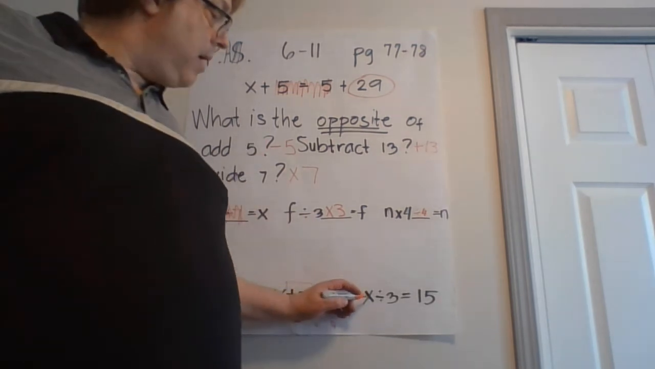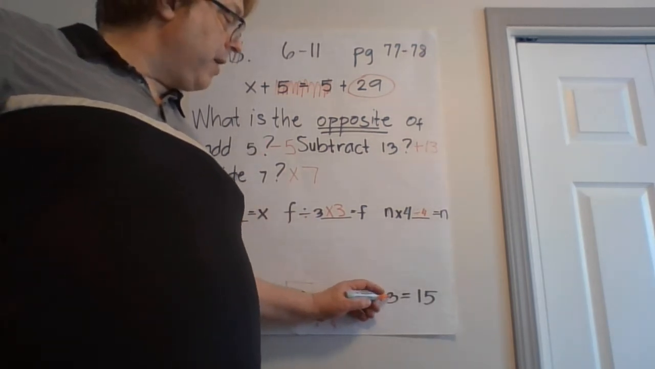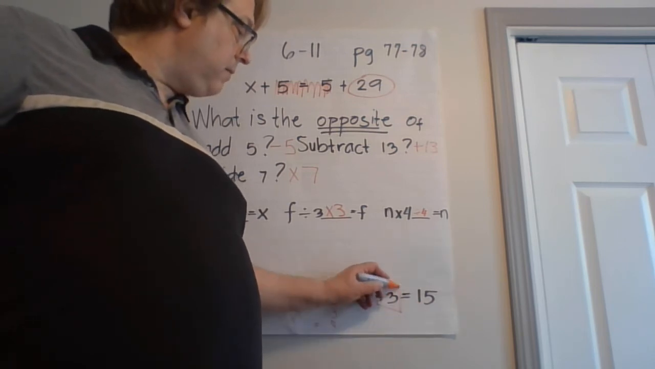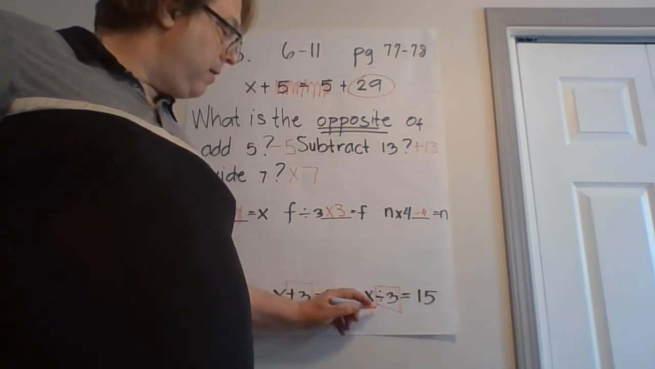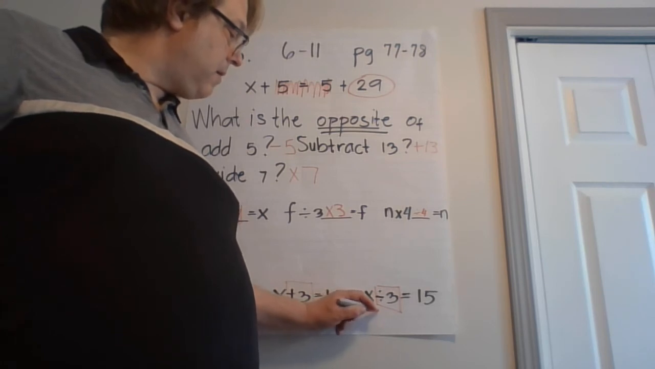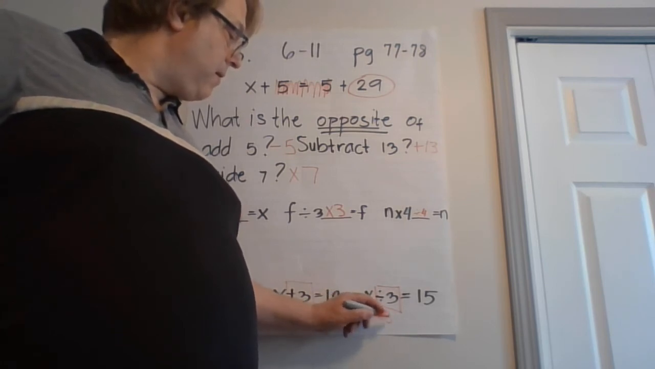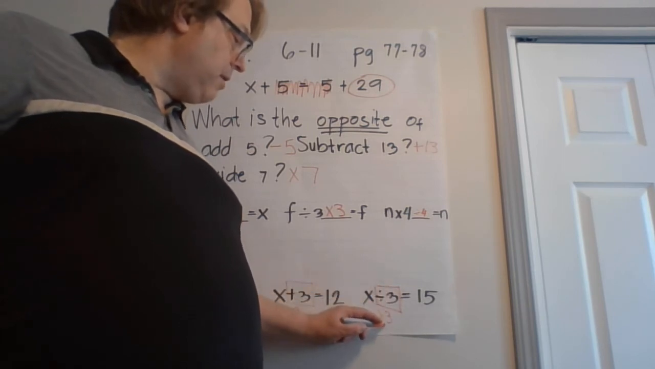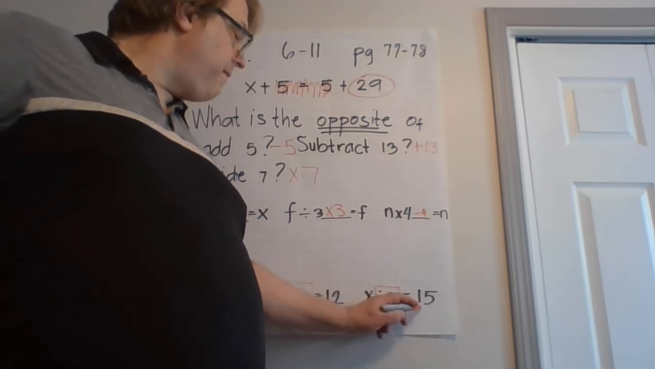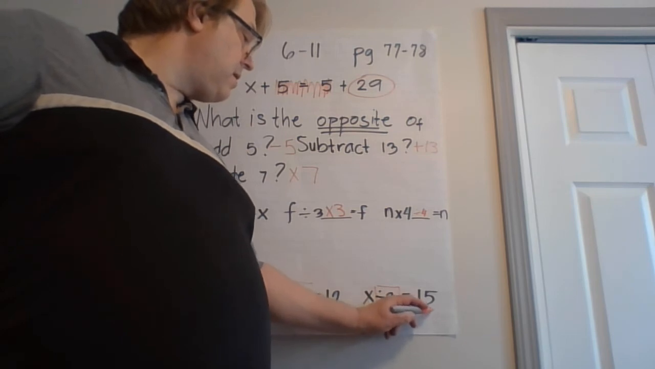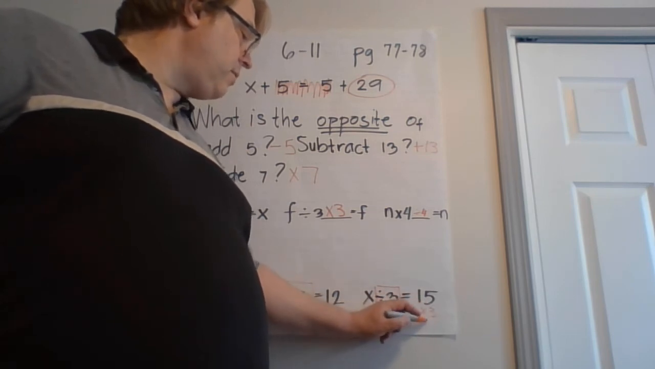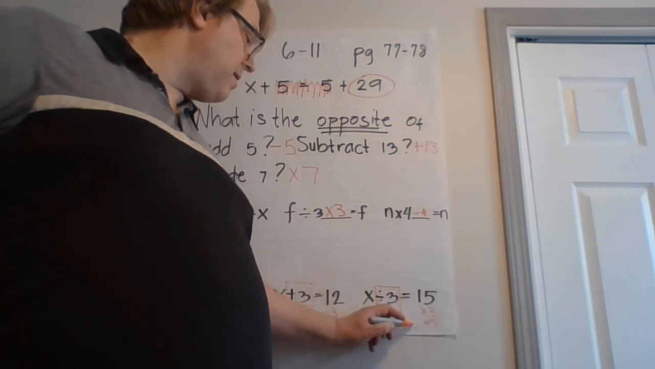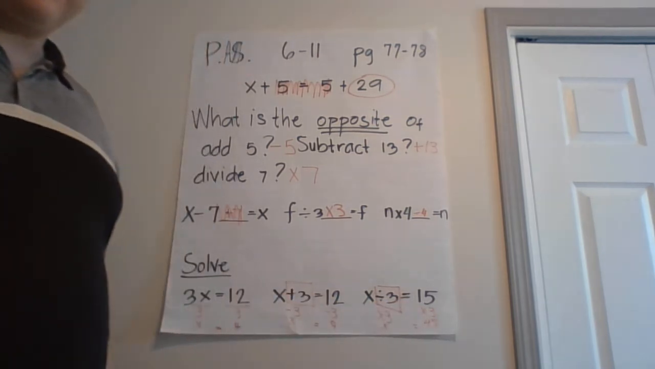Last question. X divided by 3 equals 15. What is the opposite of divide by 3? That becomes times 3. X divided by 3 times 3 equals x. 15 times 3 equals 45. So x equals 45.